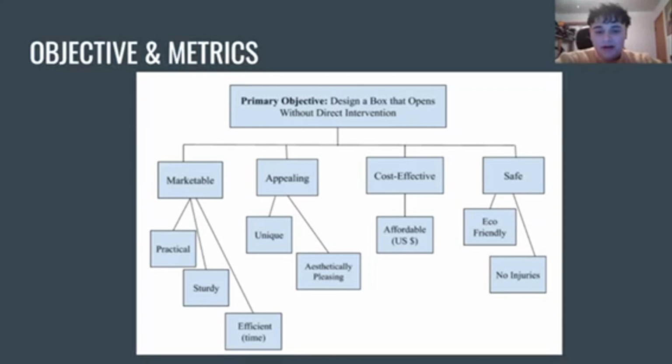The third one is cost effective. What does that mean? We want it to be affordable. Let's say hypothetically we distribute it to the mass public. We want it to be affordable, not some box that's worth $1,000, 3 grand. We want it to be affordable. Let's say 20 bucks. A box that is 20 bucks is appealing to people. It's pretty cheap, not that expensive.